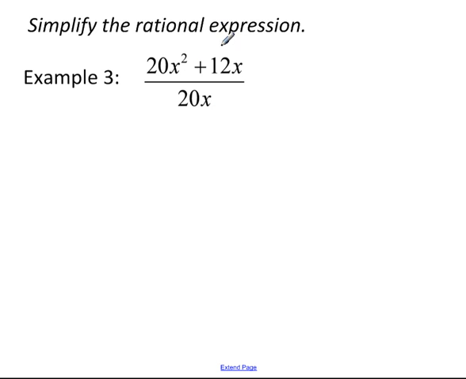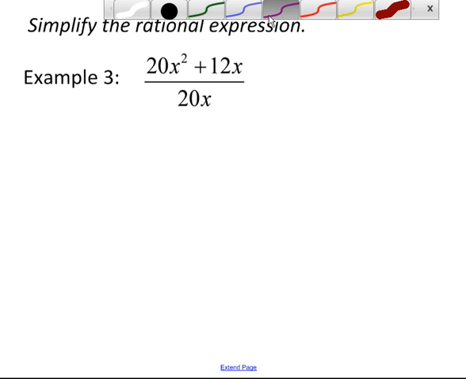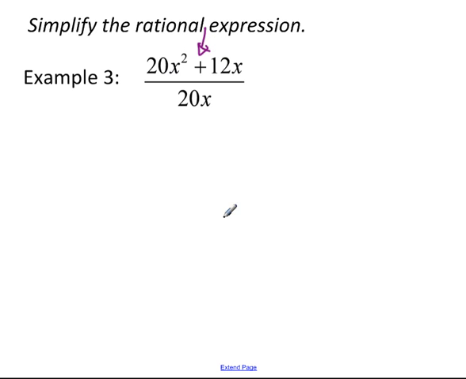Alright, so now here you cannot just go and cross out 20s. You can't just go crossing out some x's. We cannot do that because what's inside here is a plus sign. These are not products. They're not multiplied together. They're added. So we have to factor.